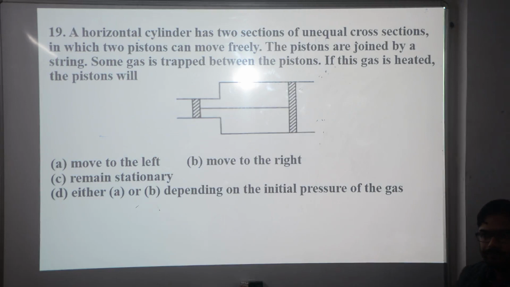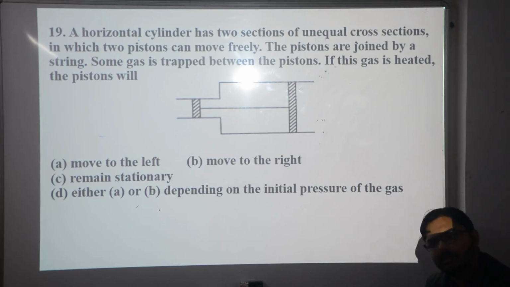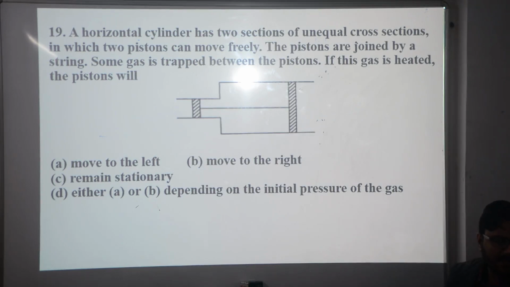This is a good one. বলছে আচ্ছা এই পর্যন্ত আপ টু 18 কোনো ডাউট হয়নি, কোনো প্রবলেম হয়নি, ক্রিস্টাল ক্লিয়ার গেছে একদম প্রত্যেকটা অ্যানালিসিস. ওকে, আচ্ছা. A horizontal cylinder has two sections of unequal cross sections in which two pistons can move freely. The pistons are joined by a string. Some gas is trapped between the pistons.